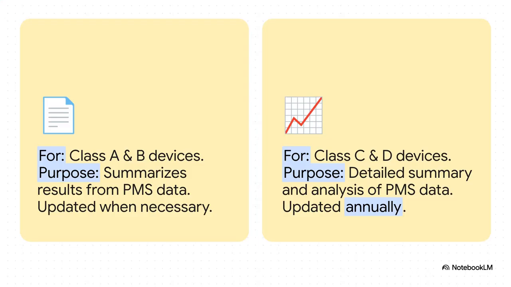A huge part of this new chapter is post-market reporting. What you have to do depends on your device's risk class. For the lower risk devices, that's Class A and B, you'll be doing a post-market surveillance report, or a PMSR. You just update it whenever necessary. But for the higher risk Class C and D devices, the requirements are a lot stricter. You need a periodic safety update report, a PSUR, and it's got to be a much more detailed analysis, updated at least every single year. It all comes down to risk.